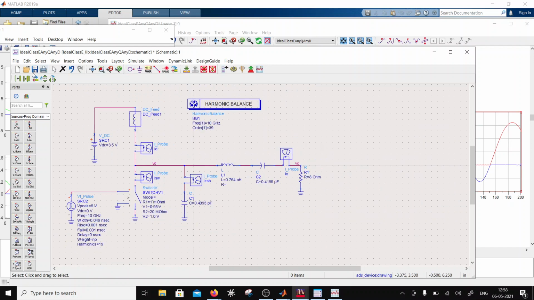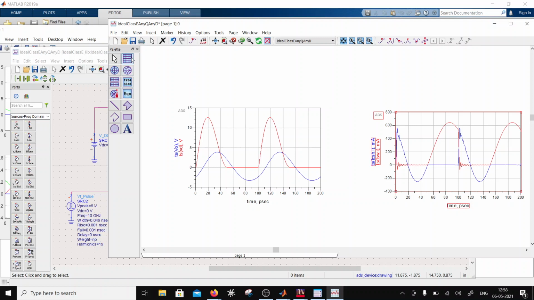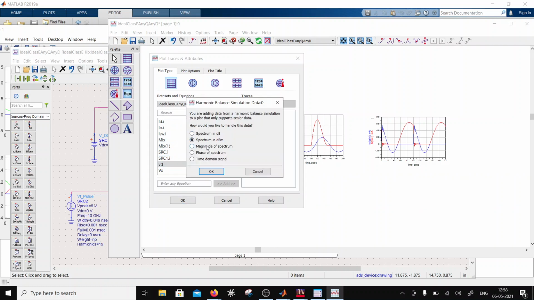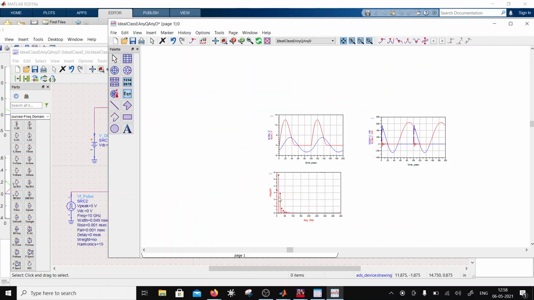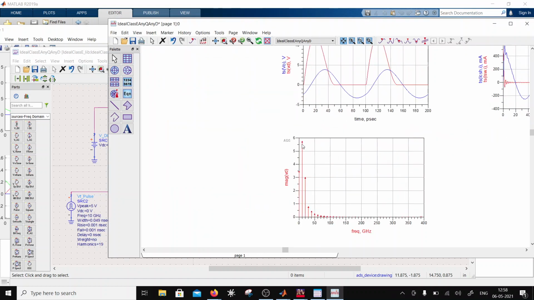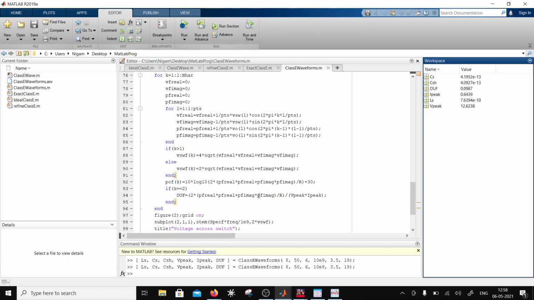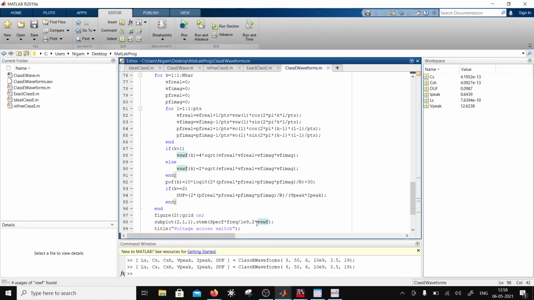So output power, I'm also going to look at the VD spectrum. So I'm going to look at VD and I want to draw a spectrum magnitude maybe. Okay, so VD spectrum is this. So there is something which I added in the code which I shouldn't have. Okay, so this one is fine. So let's run this again.